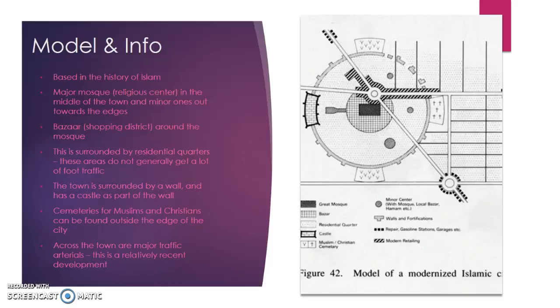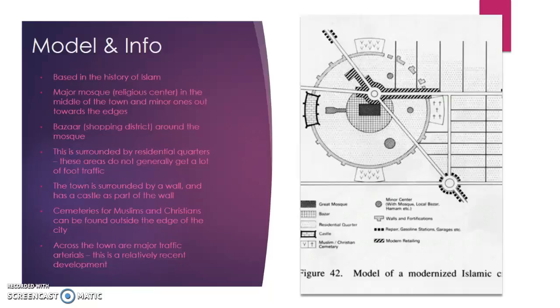So the first thing you got to know is that when we're talking about the Middle East and North Africa and models of cities, it's based in the history of Islam and specifically of Islamic conquest. So knowing that that's the case, that then helps explain why around the edges of the city you see that wall complete with the castle on one side of it.